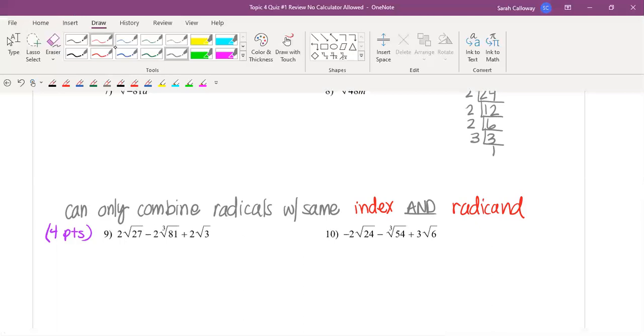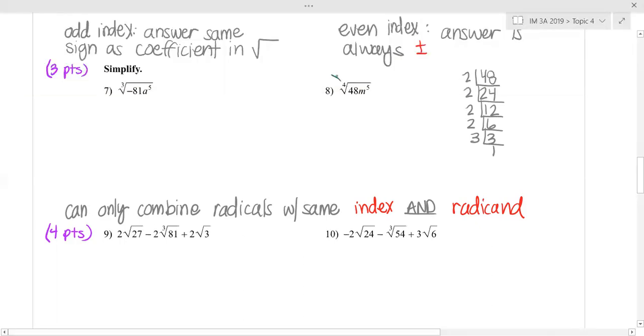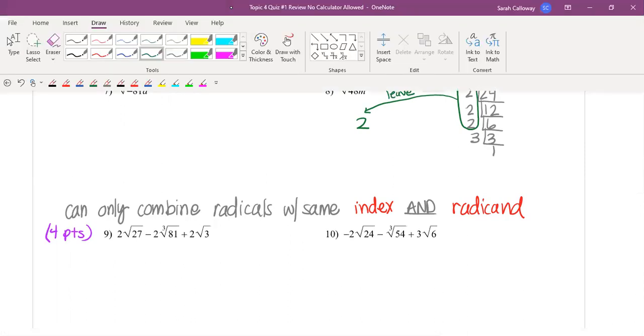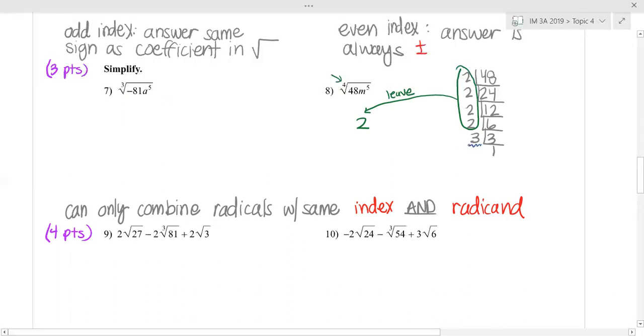Remember that the index tells us that we're looking for groups of 4 of the same number. If I have 4 of the same number, those numbers can leave the radical as a single unit. So these guys are going to leave the radical, whereas whatever I have left over, that has to stay. So that means that inside my 4th root, I still have a 3. I'm leaving some space for the m.